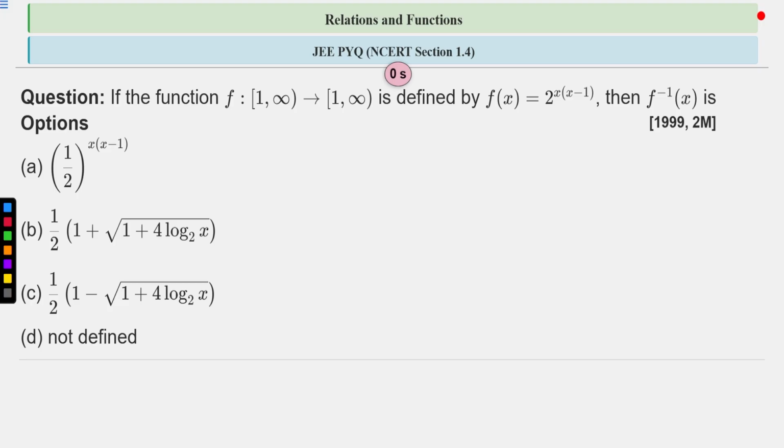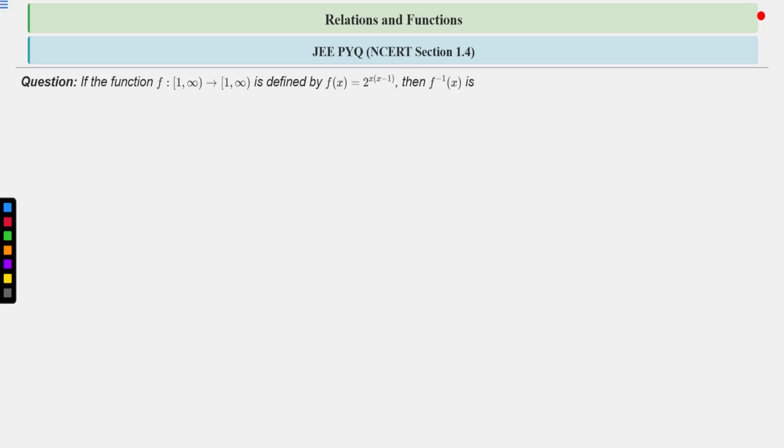Okay, let us move to the solution part. The function f is defined from 1 to infinity to 1 to infinity, and it is defined as f(x) = 2^(x(x-1)), and we need to find the f inverse of x. The correct option is option B, which is 1/2 into (1 + root over 1 + 4 log 2x). So let us move to the solution part.